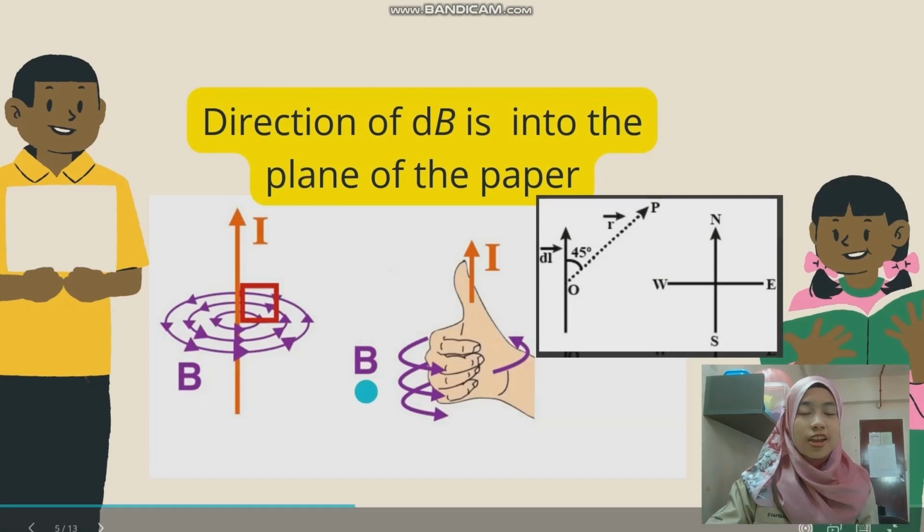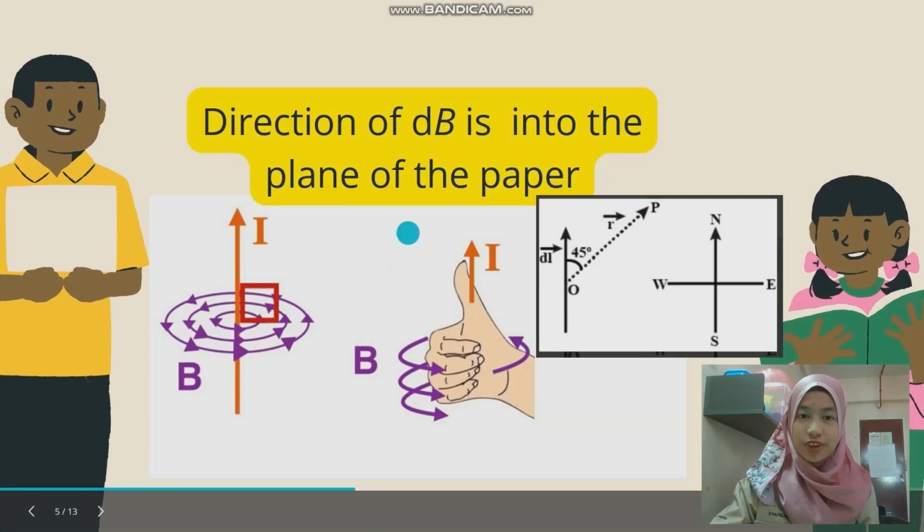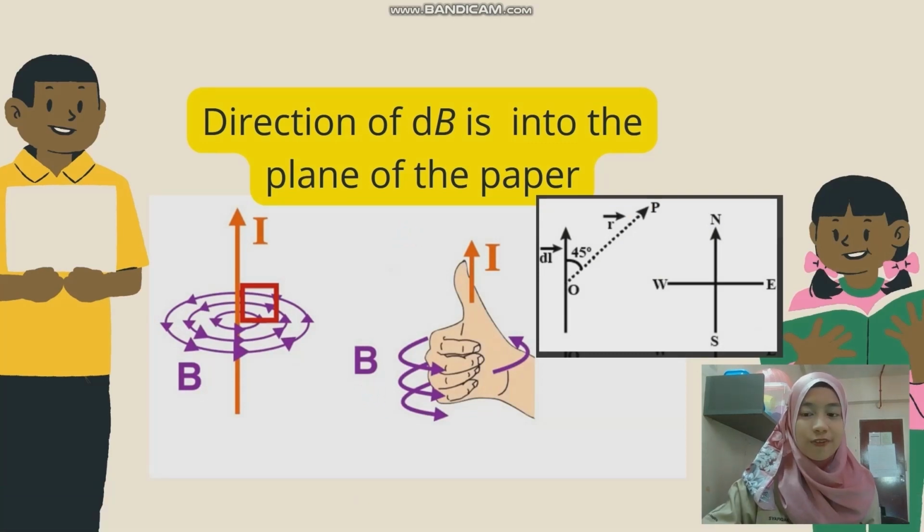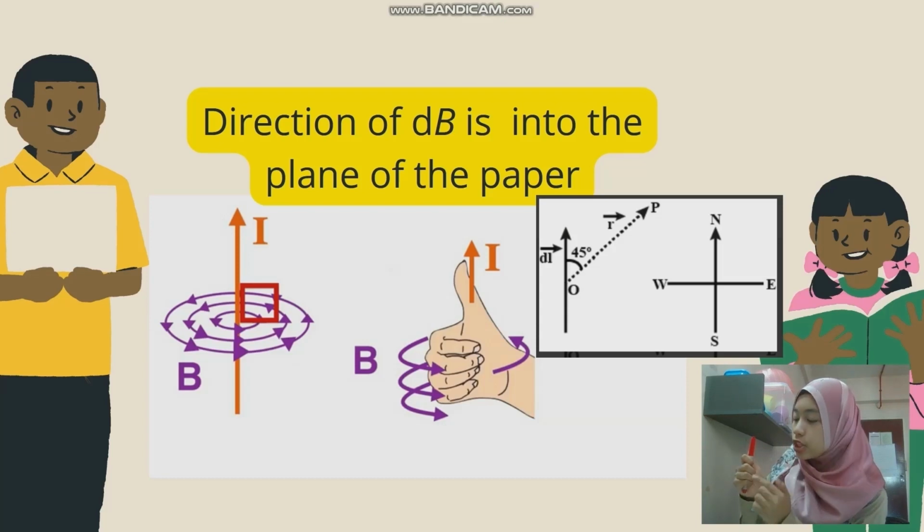Next is the direction. We need to find it by using the right-hand thumb rule. The thumb represents the current direction, while the remaining fingers show the direction of dB. In this case, the direction of the current is upward. So for that, dB is into the plane of the paper.